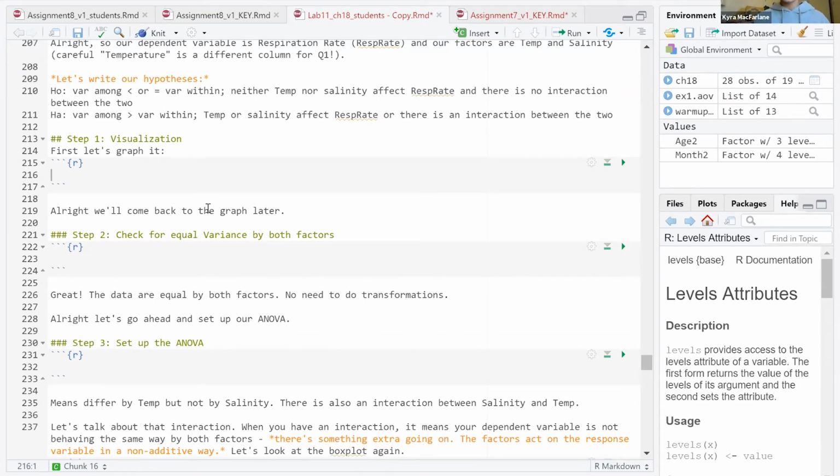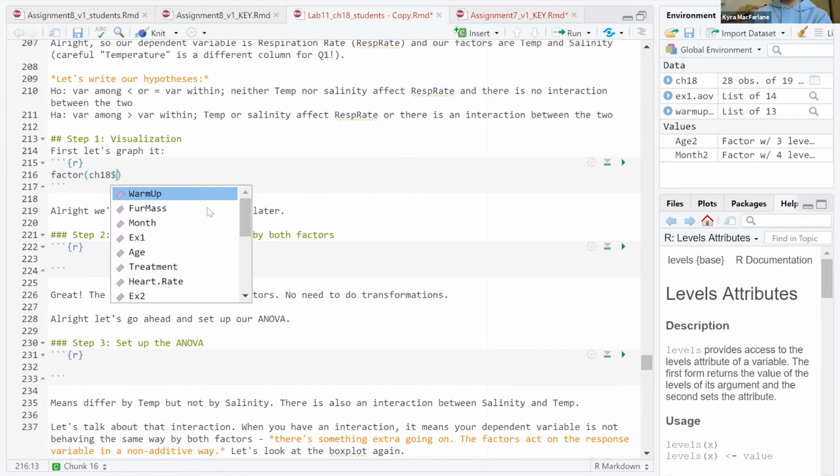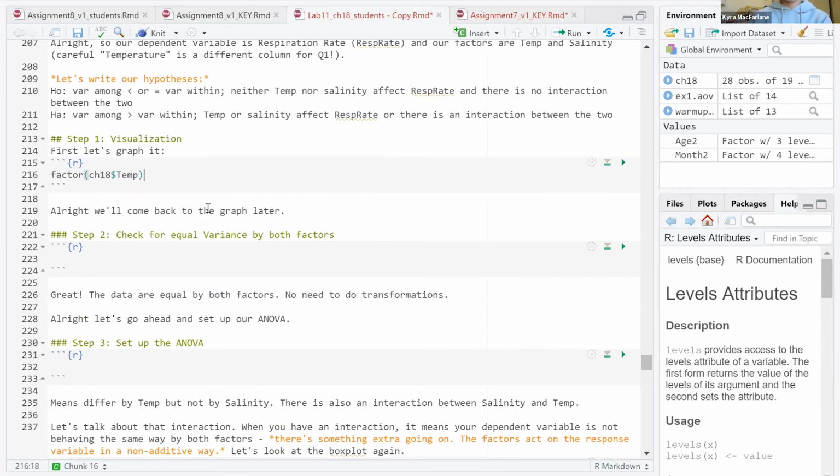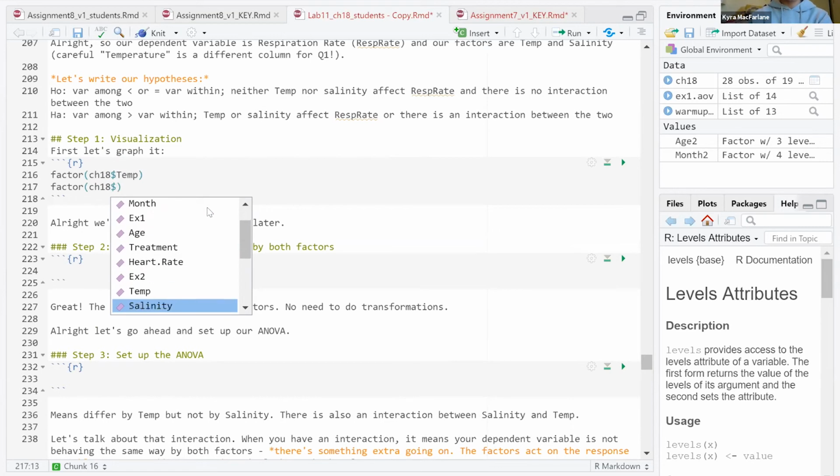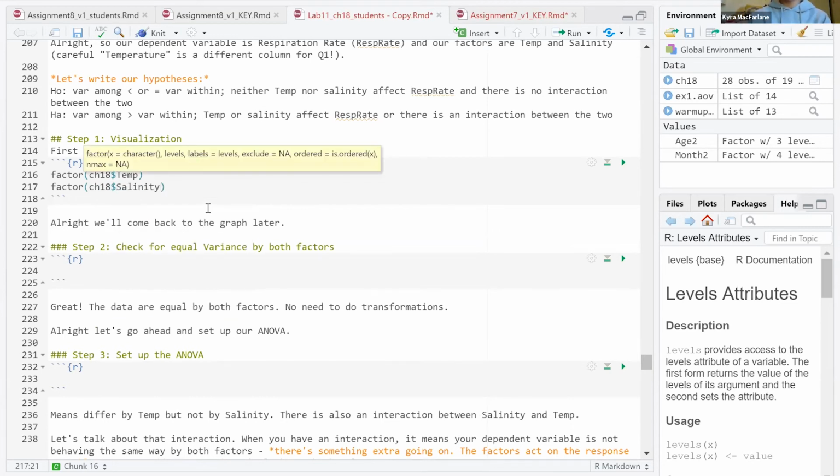Before we look at our data, I like to look at the factors and see how many there are of each to figure out which one should be on the x-axis, which one should be the color. So again, we'll use the factor function. Chapter 18, $, we're looking at temp. Chapter 18, $, and we're looking at salinity. Those are the two categorical factors.